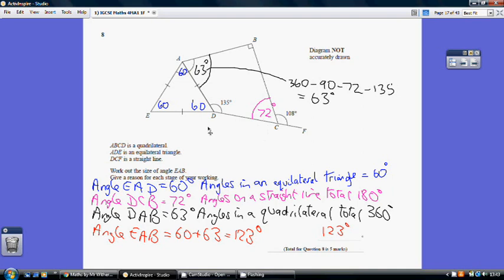Now secondly, I can see that this angle DCB must be 72 degrees because angles on a straight line total 180 degrees. So that's my fact there in pink. Now because I now know 3 out of 4 of the angles in this quadrilateral here, I can work out this angle DAB, this 63, because the angles in a quadrilateral add up to 360. 360, take away the 90 degree right angle, take away the 72, take away 135, means this angle here must be 63. And that's this fact here in black. Angle DAB is 63 degrees because angles in a quadrilateral add up to 360 degrees. So finally, angle EAB, which is the one I need, must be these two angles added together, 60 plus 63, which is 123 degrees.